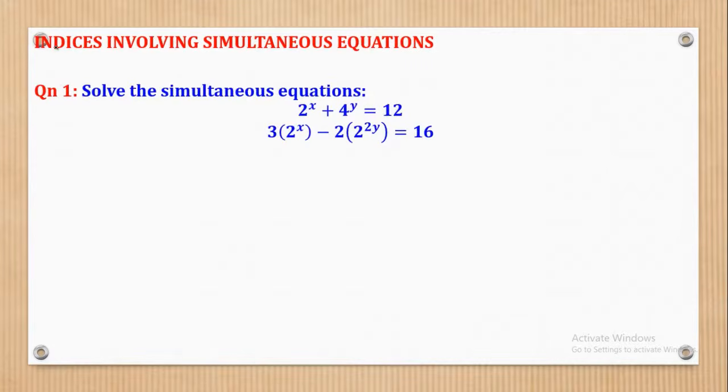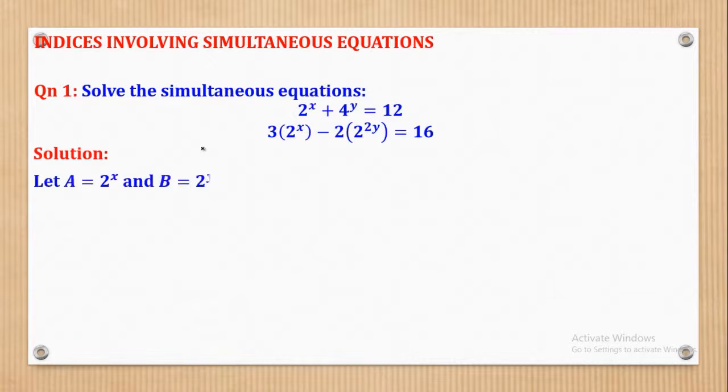So now we shall go to indices involving simultaneous equations. I believe you have already covered the topic of simultaneous equations because it is also available on this platform. So the knowledge you covered in simultaneous equations is the same knowledge you are going to use here. So question 1 says solve simultaneous equations this.